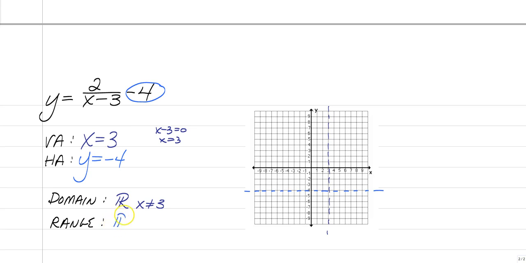So range is all real numbers except for y is never going to equal -4, because we can never have that part either, because that is an asymptote. So now, to sketch the graph, to be honest, all you need to do is use your graphing calculator.